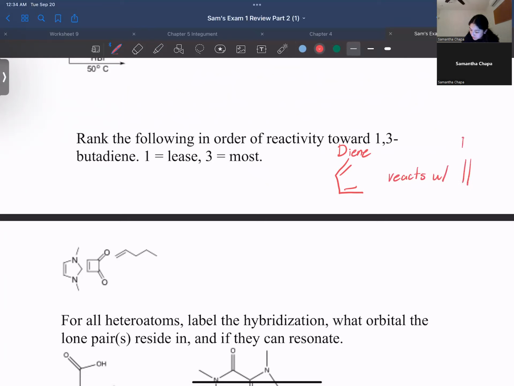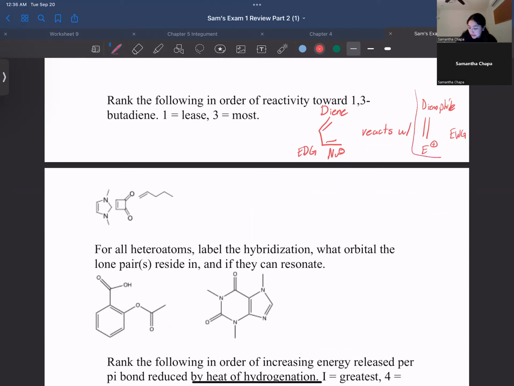So some substituents on the diene that are electron donating will give the nucleophile all the electron density it wants. So my dienes prefer electron donating groups, whereas my dienophile is an electrophile. We like to be positive. So if we have a substituent that withdraws electron density from us, we love that. So dienophiles prefer electron withdrawing groups. Right here, it's asking us to rank the following in reactivity towards 1,3-butadiene. So we're talking about Diels-Alder here. We're asking you to decide on the dienophile. Which dienophile is going to react fastest between A, B, and C?